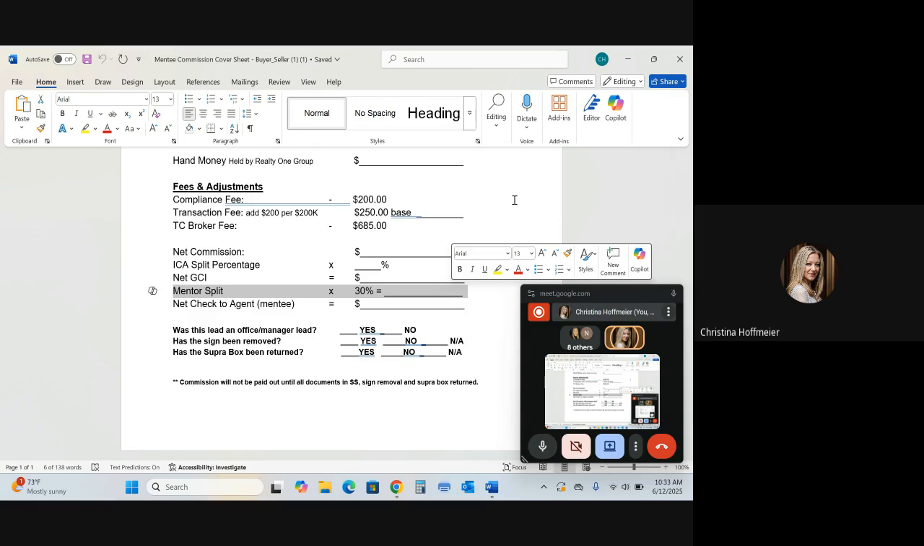So I get a lot of questions on how this works and how the commission works, so I'm going to go over that real quick. For those of you who are not in the mentor program, just hang with me for a second. The way the mentor program works is that you are signed up as a mentee for a certain number of transactions, and you are partnered with a senior agent to help you through those transactions and hold your hand and support you through the beginnings of your career.